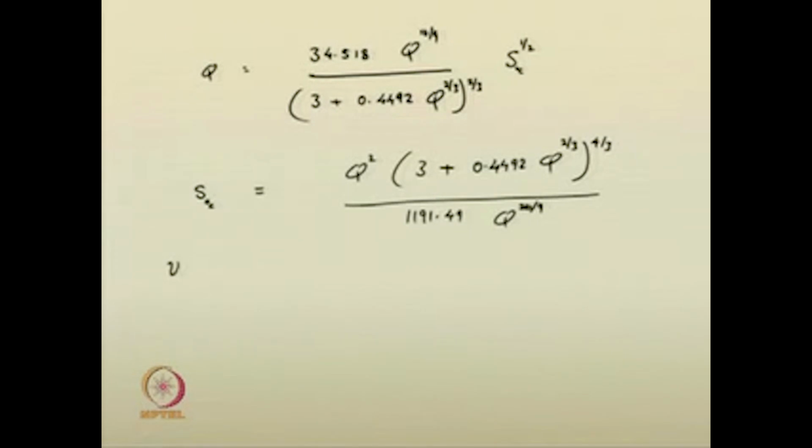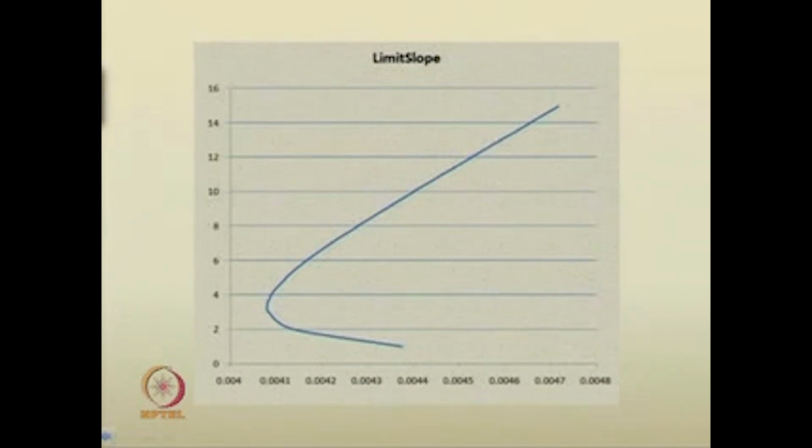So, you can plot Q versus S0C. So, for various values of Q, what could be the critical slope? Like that you can plot. I have plotted them and I am just showing it here. So, this is the curve I got. This is your discharge Q in meter cube per second for the given channel conditions for the rectangle.